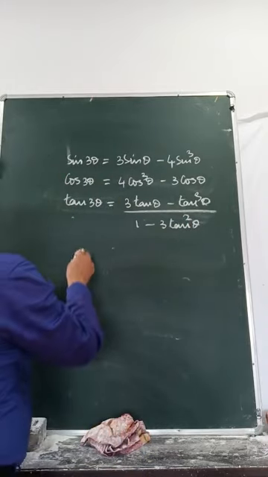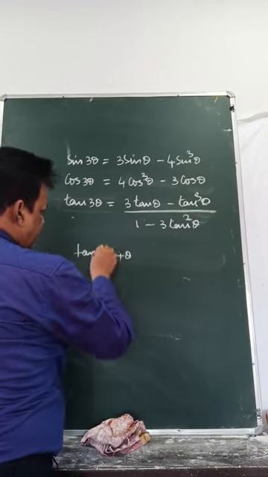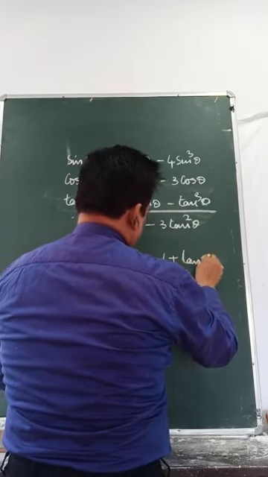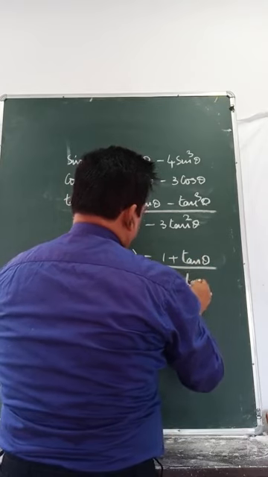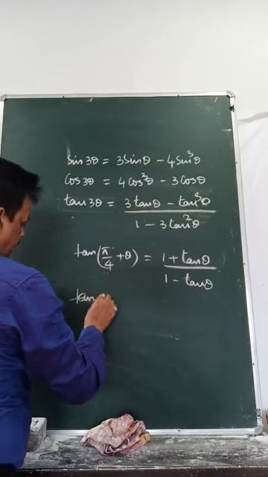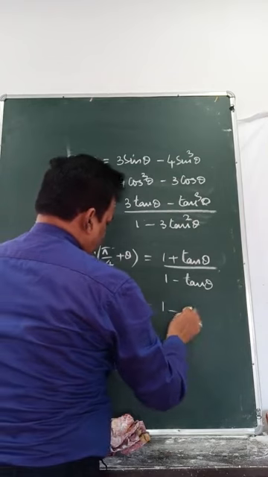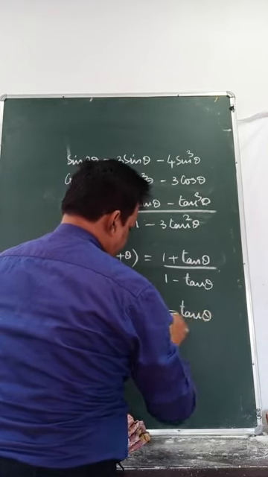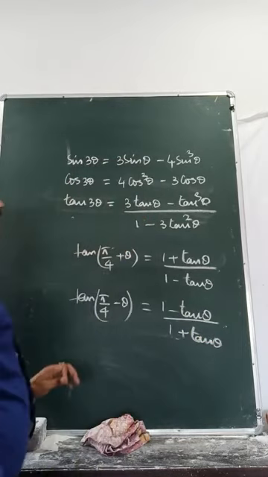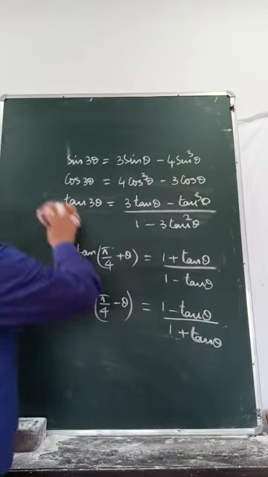Some special formulas also: tan of pi by 4 plus theta is 1 plus tan theta by 1 minus tan theta, and tan of pi by 4 minus theta is 1 minus tan theta by 1 plus tan theta. Okay, with this group of formulae we'll start solving some problems.